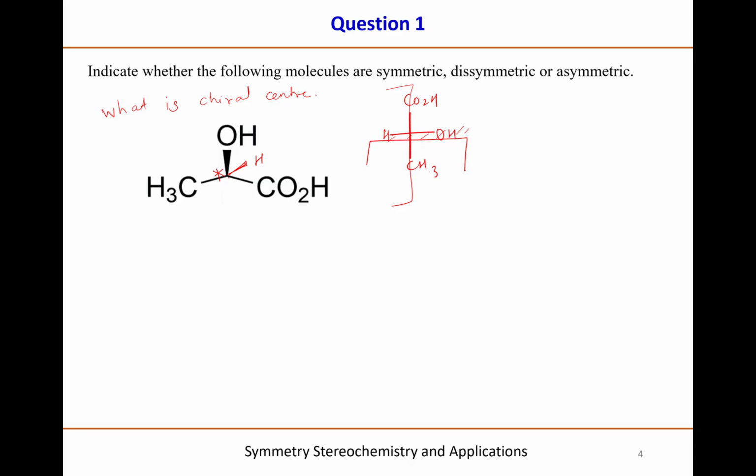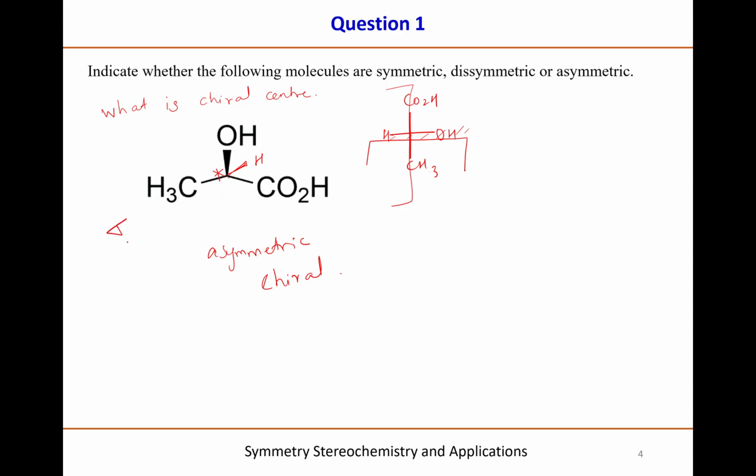You can try the other ways also, but you will observe that because of the one chiral center, there is no symmetry possible in this case. So that's why the molecule becomes asymmetric. Asymmetric and chiral. Chiral and asymmetric.